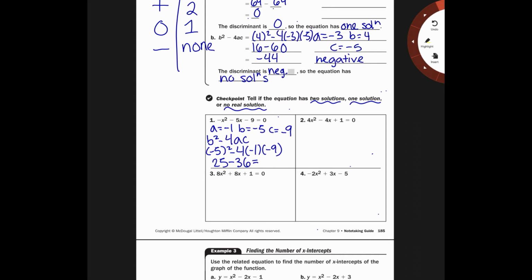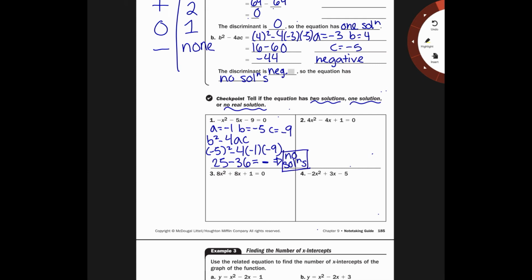Or if you want to, I'm going to give you a trick here. I know that this one's bigger. I know this is going to be a negative number, so that's just going to be a negative. Now that I know it's a negative, I know I'm going to have no solutions. Okay. And then that is my answer.